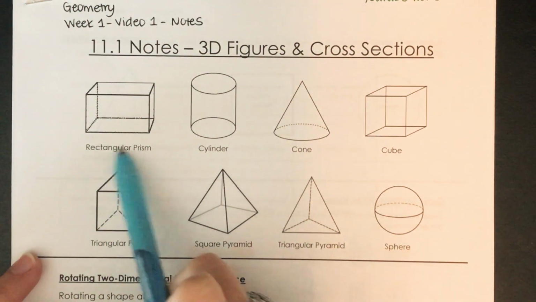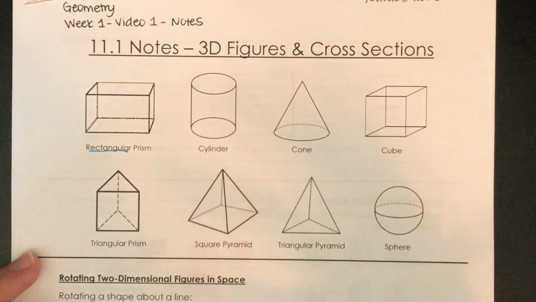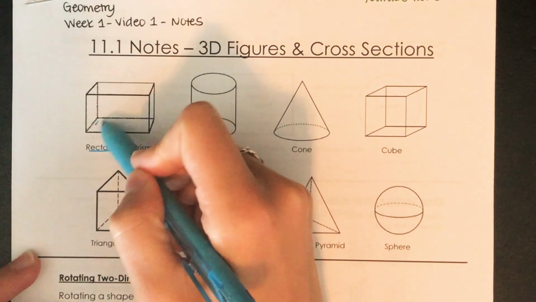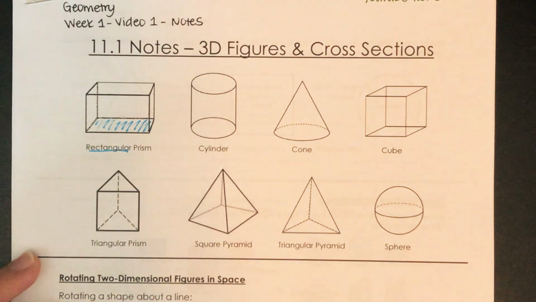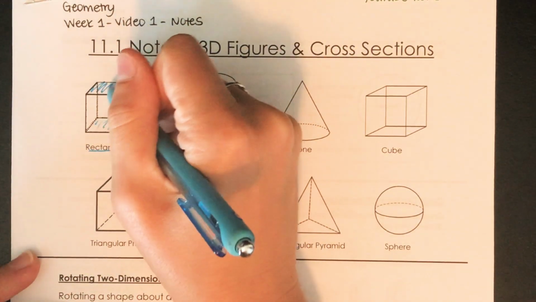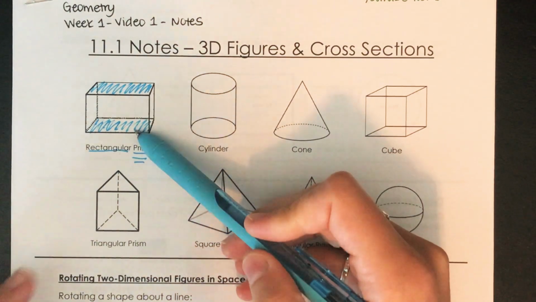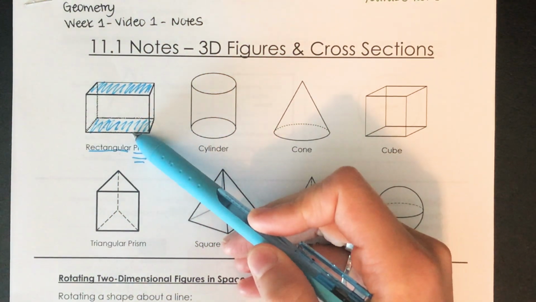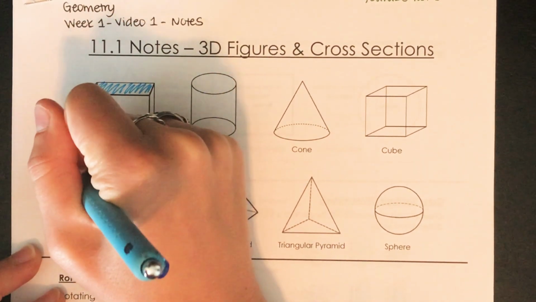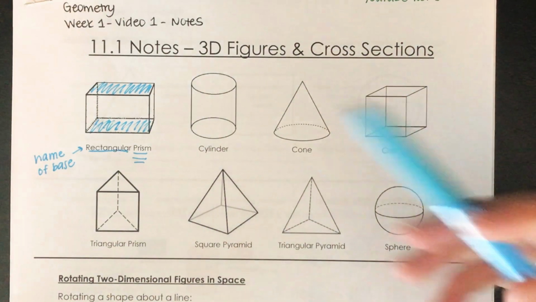The first word, rectangle or rectangular, tells you what the shape of the base of the figure looks like. If you look at this figure here, the base shape right down here at the bottom is a rectangle, right? And whatever the shape of your base is, there is one parallel to it on the top. So the bottom and the top should be parallel when it's a prism. A rectangular prism means the bottom is a rectangle and the top is too. So this right here is the name of your base. Anytime you see a prism, whatever that first word is going to be the name of your base.